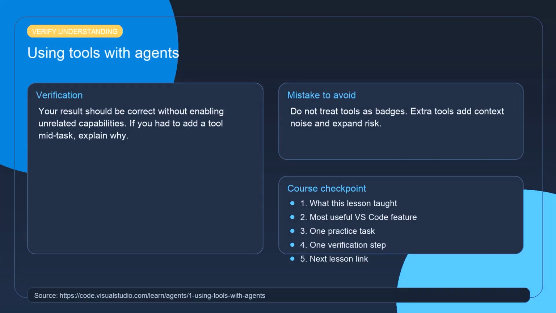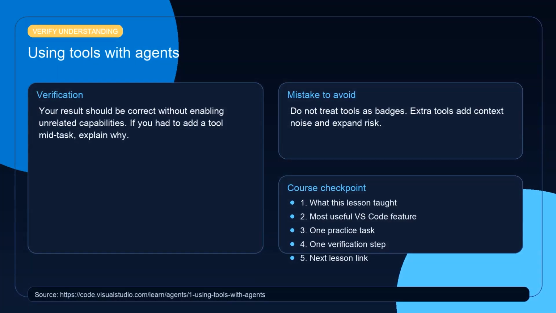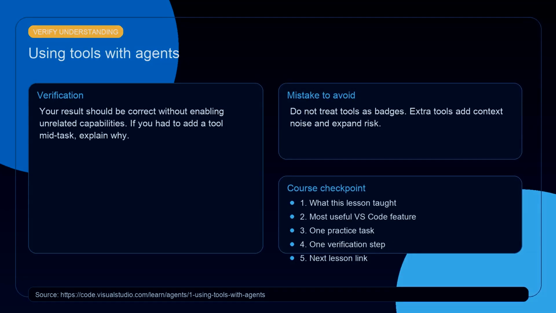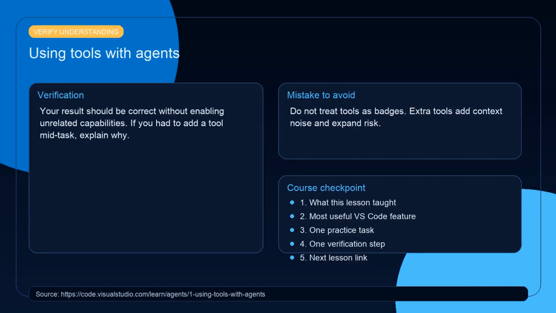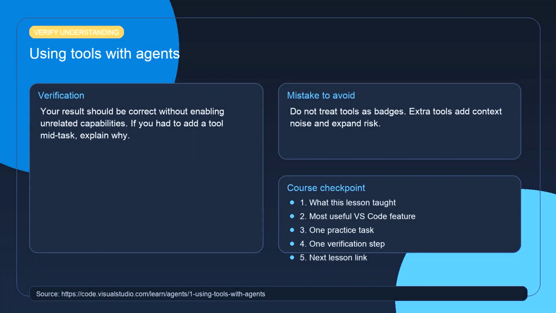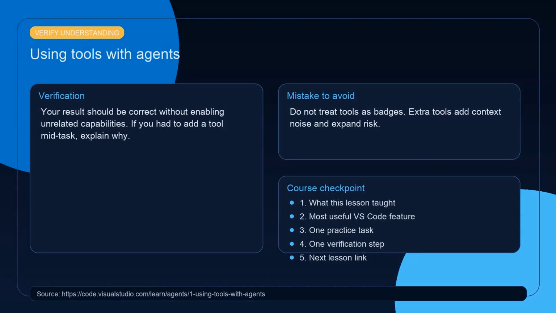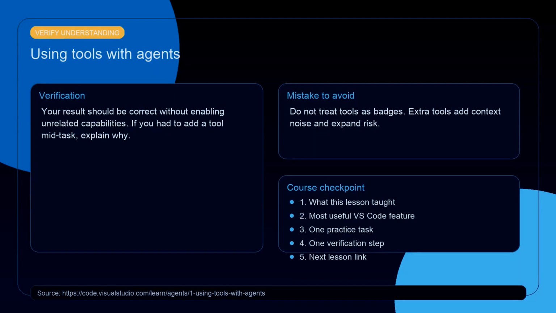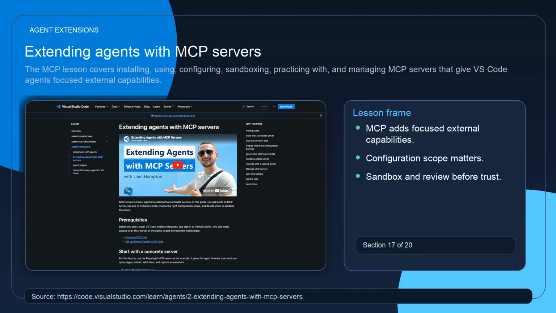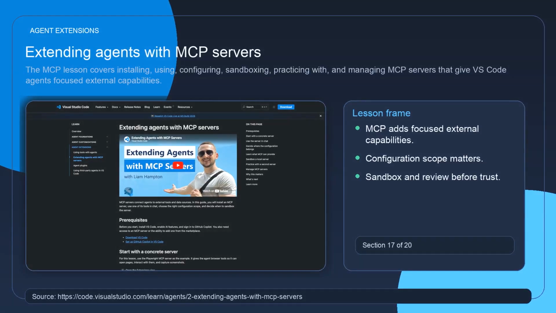The mistake to avoid: do not treat tools as badges. Extra tools add context noise and expand risk. The 3 takeaways are: tools are action surfaces, small tool sets improve focus, and sandbox risky terminal work. Lesson 16 of 18, extending agents with MCP servers.